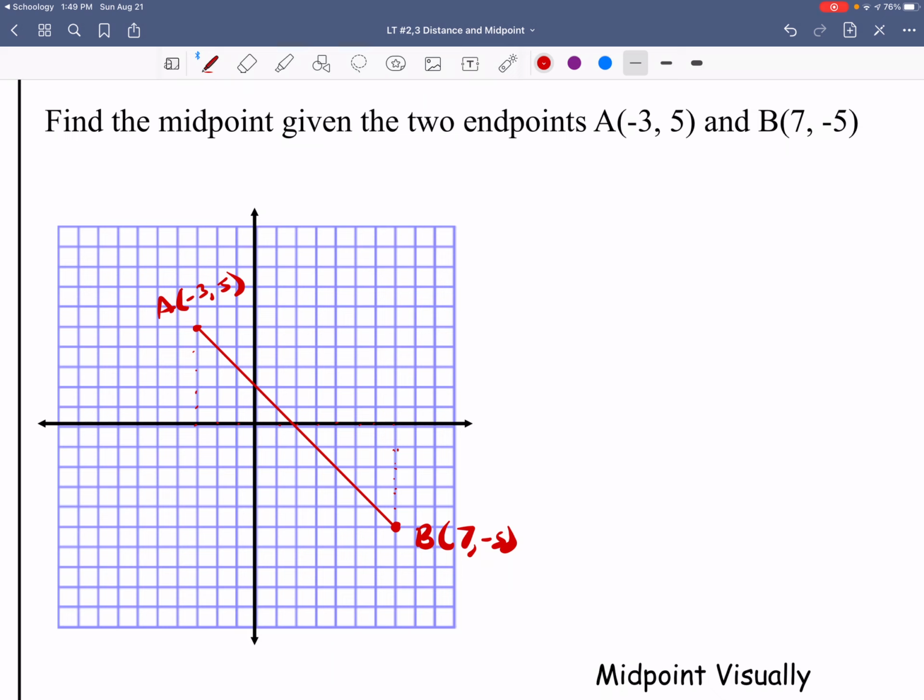So we're going to look at midpoint visually here. We're going to go down and to the right, and we go down 10. We go to the right 10. So if I went 1, 2, 3, 4, 5, 1, 2, 3, 4, 5, this right here would be my midpoint, which is at 2, 0. So midpoint is at 2, 0. And you can get that by just going visually, by going half the way.